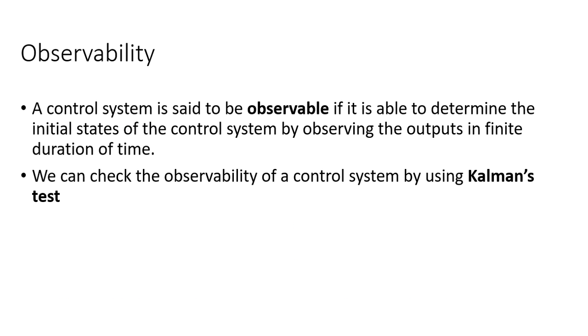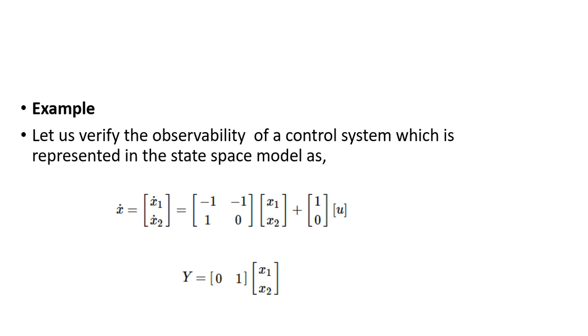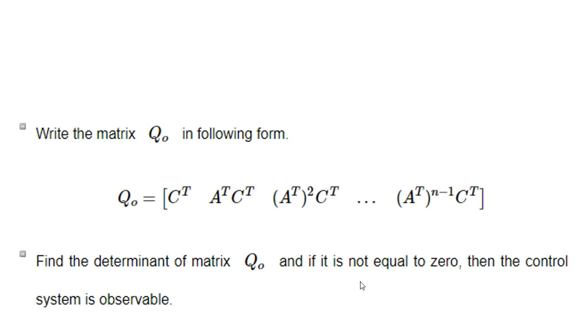But in case of observability, it is slightly different. A control system is said to be observable if it is able to determine the initial states of the control system by observing the outputs in a finite duration of time. Again, the same Kalman test should be applied, but with respect to C and A C in transpose form. How to find the transpose of any matrix, that also I have explained over here. And again, if it is not equal to 0 as per the definition, then the control system is observable.